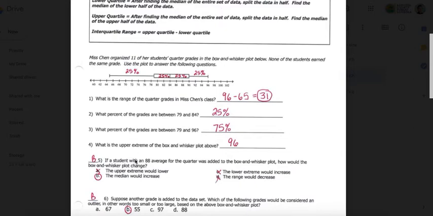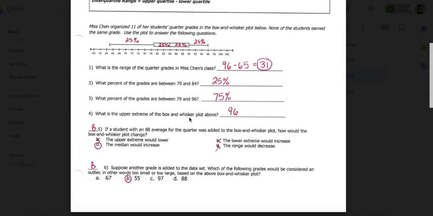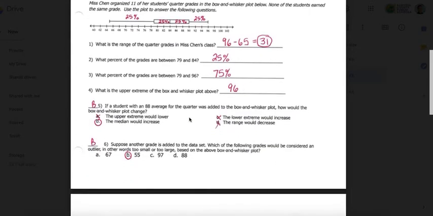So the median is going to increase here because it's going to push everything this way because we'd be adding a number right about here and it would kind of shift things, so the median would increase. Because the median right now is 84, that would change it to a greater number. Okay, so choice B.